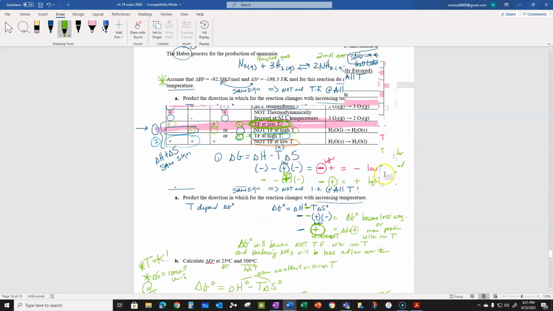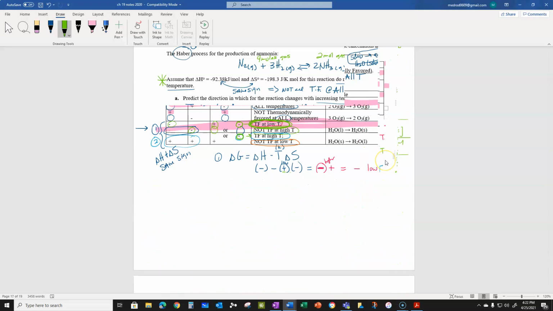Okay, now let's try it at a high temperature. So right here, now at 500 degrees Celsius, which is going to turn out to be 500 plus 273 is 773. All right, use the same equation, just throw in a different temperature. Because they said that delta H did not matter and delta S did not matter if that temperature changes.